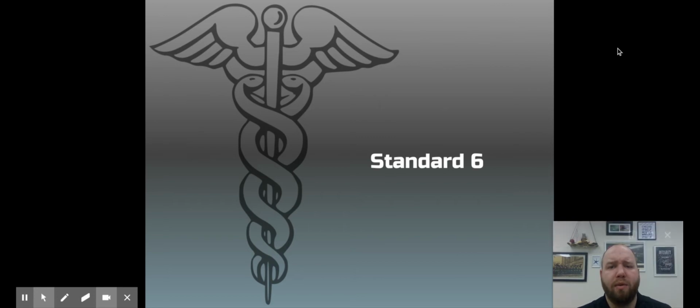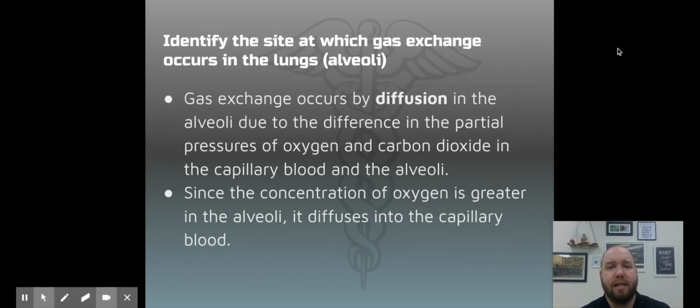All right, perfect. Moving on to standard 6. Standard 6 is really simple. It's just identifying where gas exchange occurs in the lungs, which is the alveoli. So know that. Now, the important thing is not just where the site is, but how it occurs. Gas exchange at the alveoli happens completely due to diffusion.